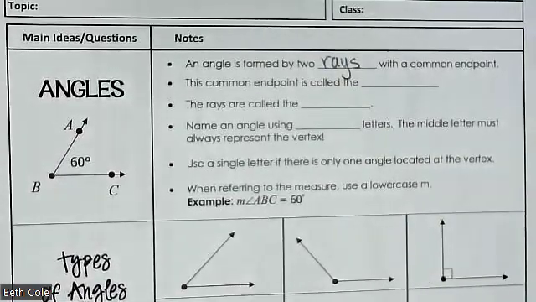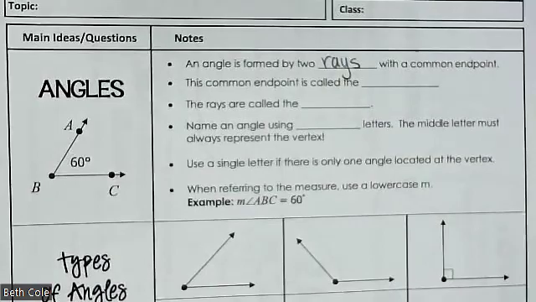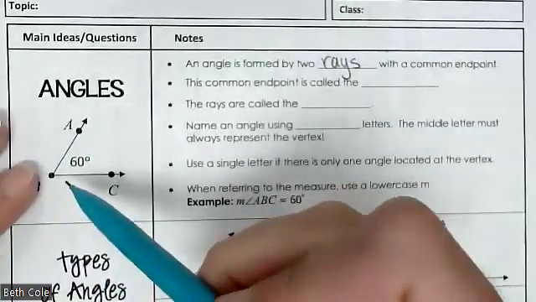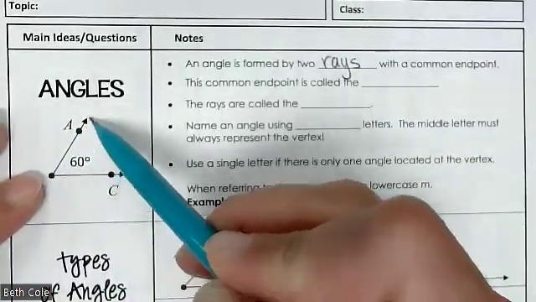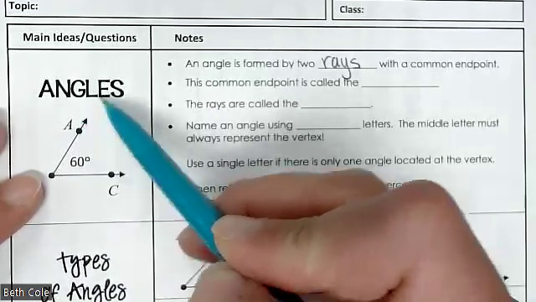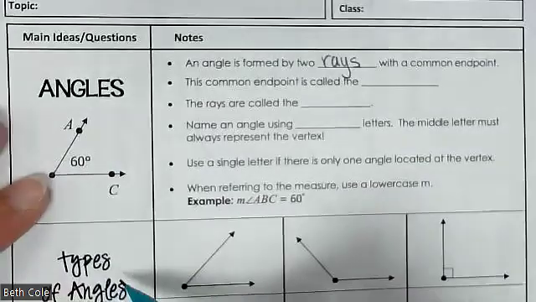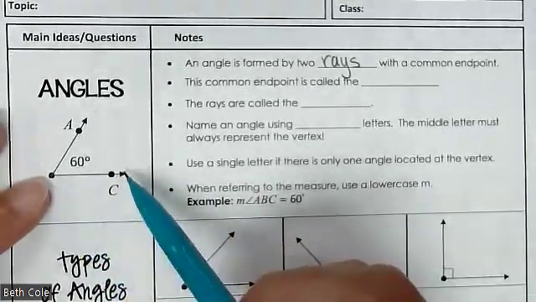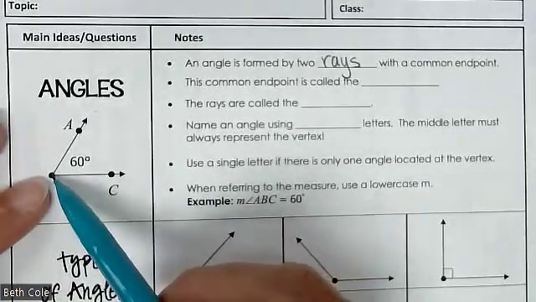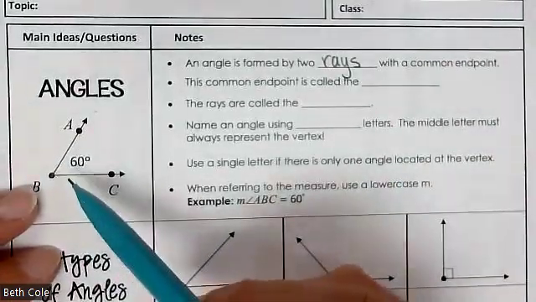So remember last time we talked about a line goes on forever in both directions. A segment is stopped on both sides, and a ray is stopped on one side and then goes forever in the other direction. So it has one endpoint and then an arrow on the other side. So if you have two rays that both start at the same point, then that forms an angle.